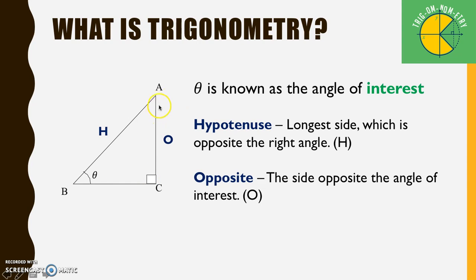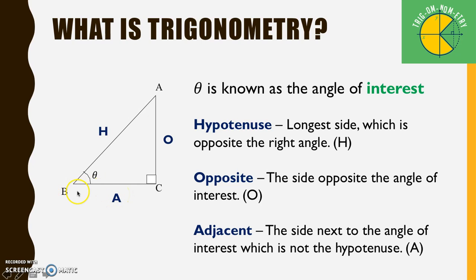The opposite is actually length AC. It is basically the side that is literally opposite the angle of interest. That's why it's called the opposite. And the last side here is actually called the adjacent. The adjacent is the side which is next to the angle, because adjacent means next to, right? So the adjacent side is next to the angle, but it is not the hypotenuse. So please familiarize yourself with these four terms, because we will be using them quite a fair bit in the later examples.